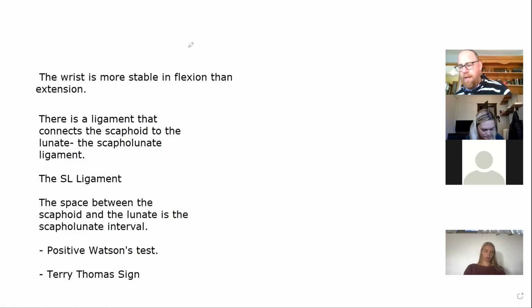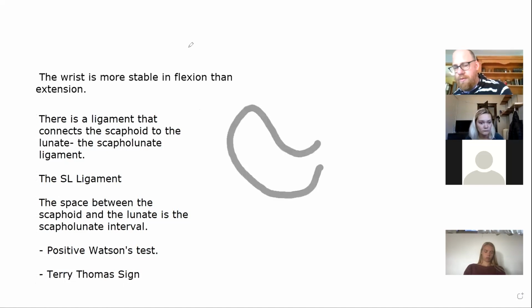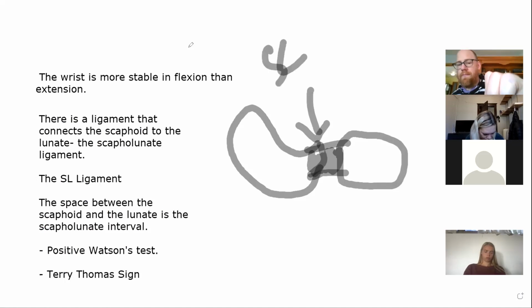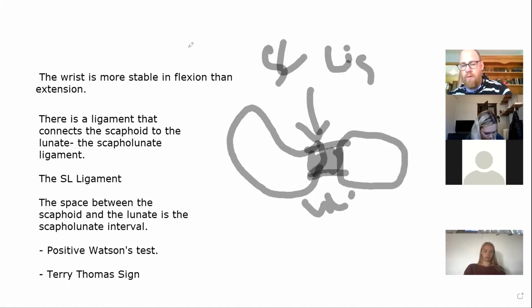So here's my scaphoid again. Kind of a funky looking scaphoid. All right, there's my lunate. Got my scapholunate ligament between the two. So we already know scaphoid, lunate, SL ligament. Now the space in between, that's the scapholunate interval.